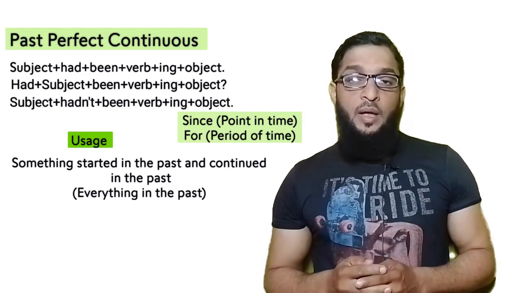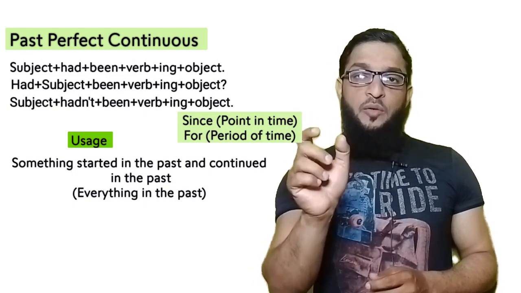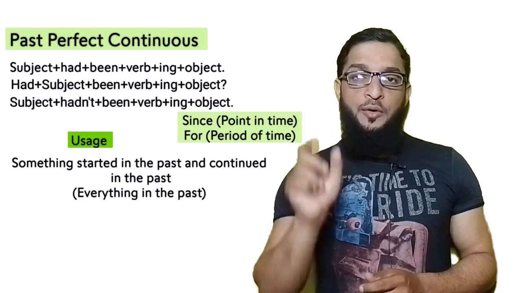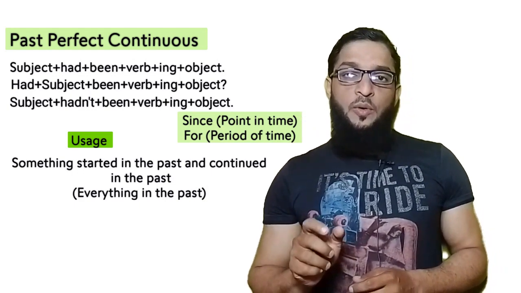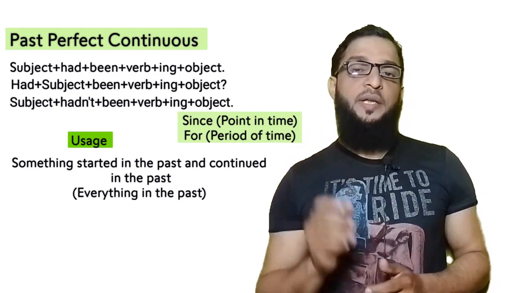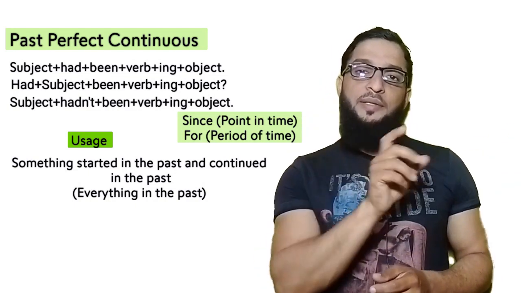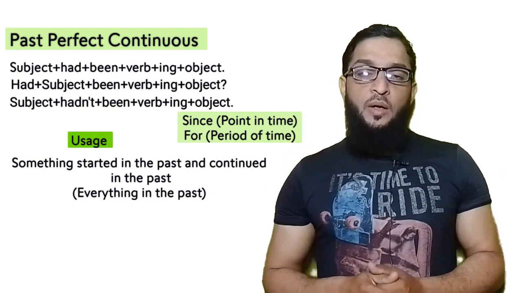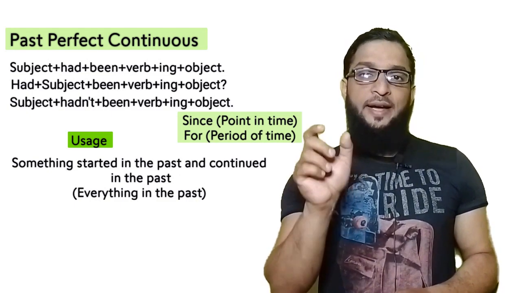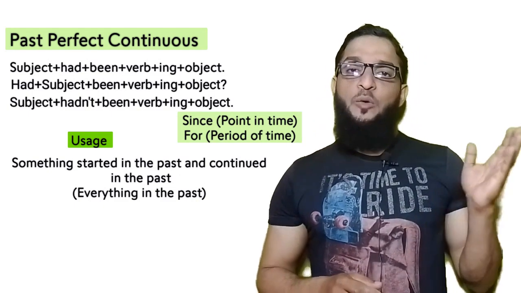Where to use it? I'm going to share two usages. First is whenever you talk about a particular time, a reference of time, or the duration of time, you use past perfect continuous. Because with past perfect continuous, something started in the past and continued in the past, but everything was in the past. There is no impact in the present. So if you are mentioning the time reference, we have to use past perfect continuous instead of past continuous. For example, she had been cooking since morning.